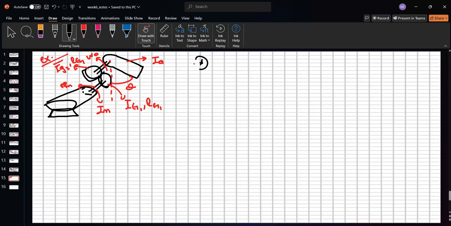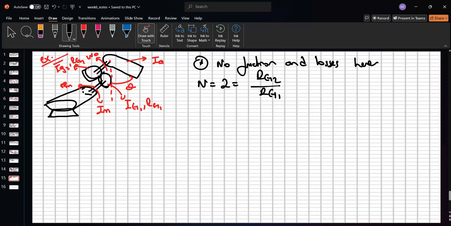First of all, we need to write that no friction and losses here, which means that we can use the n equal to, for example, 2, but which parameter? Rg2, Rg1, right? Rg2 divided by Rg1 is equal to 2. We assume that, okay? Assume that, this parameter. And so, how can we write the dynamic equation in here? Just like the previous one.